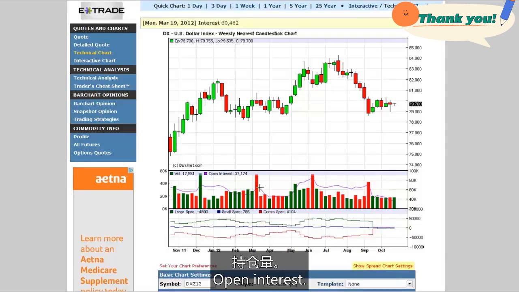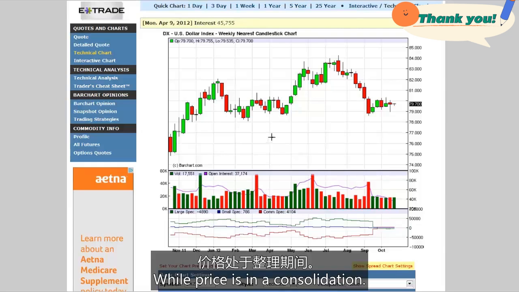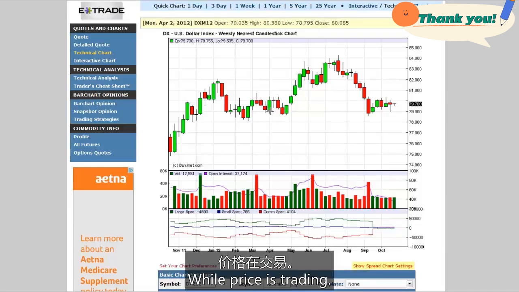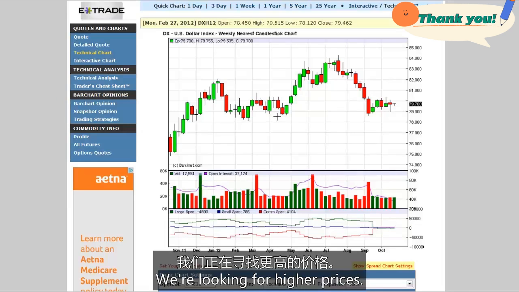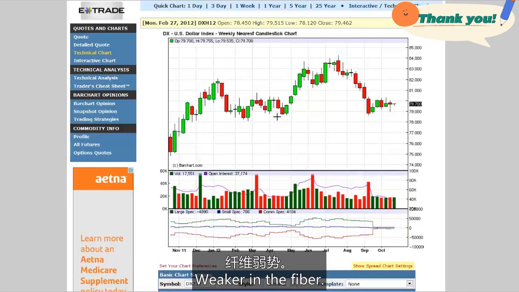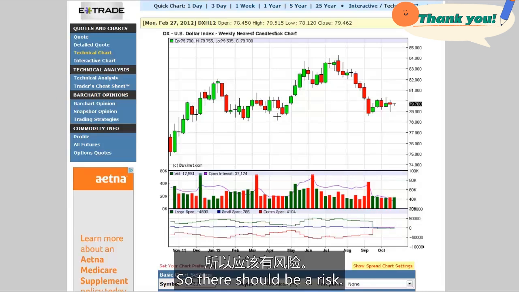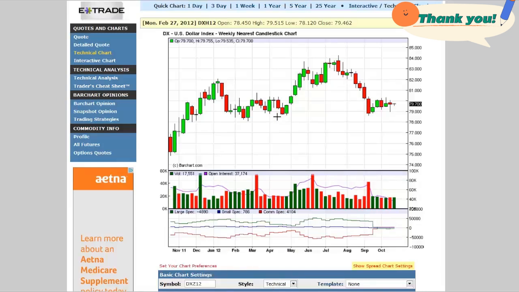At the same time frame, open interest is declining while price is in a consolidation, while price is trading at a key support level, 79. See that level over here? 79. So we can expect reasonably, seasonally, we're looking for higher prices in the dollar, weaker in the fiber and cable. Okay, so there should be a risk off scenario.